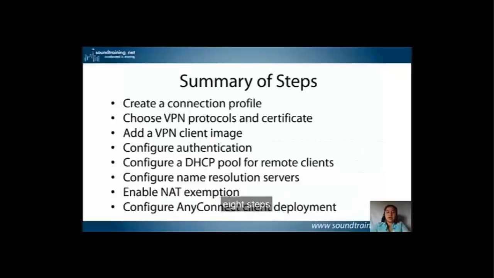Summary of steps. Eight steps. Create a connection profile. Choose VPN protocols and certificate. Add a VPN client image. Configure authentication. Configure a DHCP pool for remote clients. Configure a name resolution server. Enable NAT exception. Configure AnyConnect client deployment.